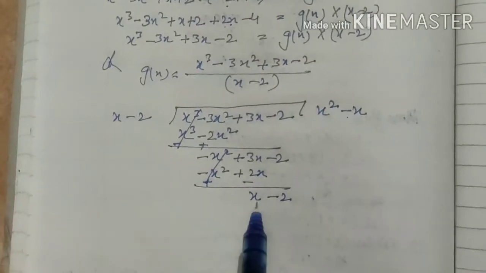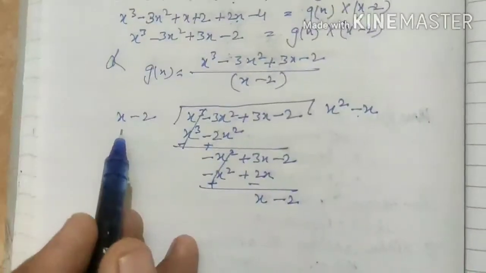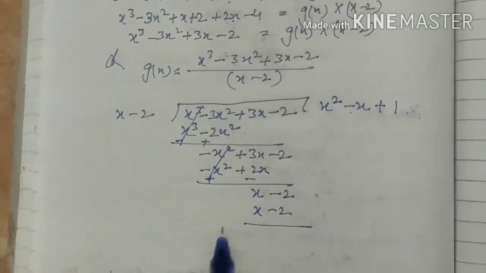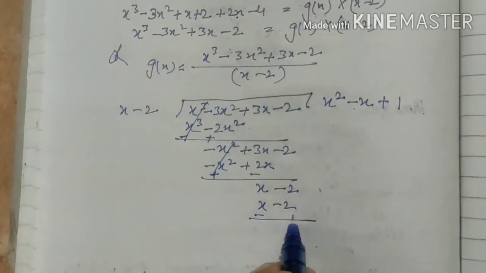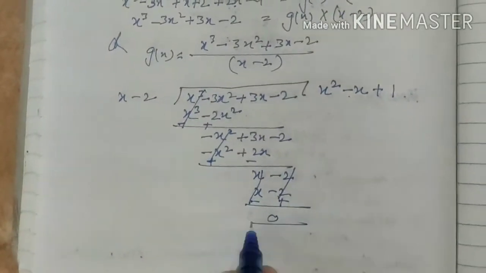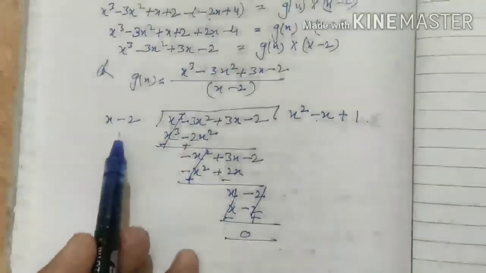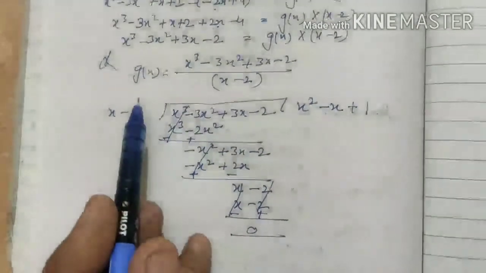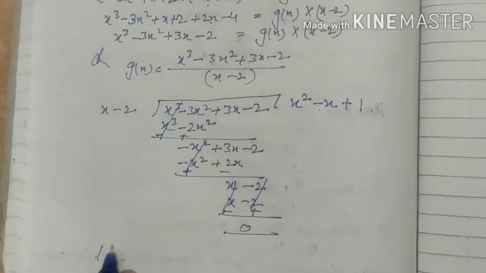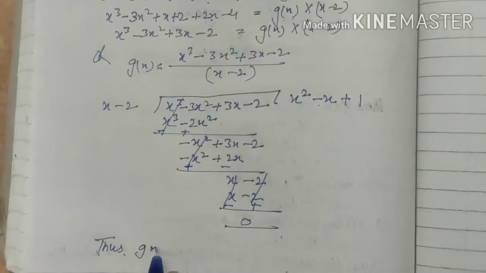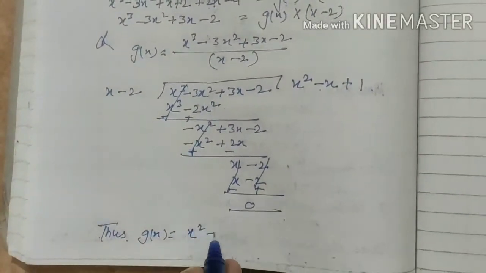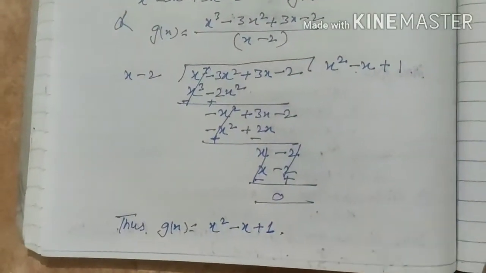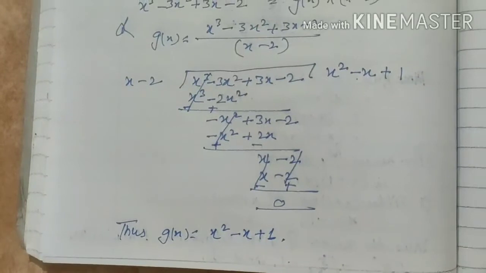So now here the highest degree term is x and here it is also x. So multiply it with 1. So this will be x minus 2. Sign will be changed. These two terms will be cancelled. Remainder is 0. So now the g(x) will be x square minus x plus 1. That is a quotient, but here it will become g(x). So thus we can say g(x) equals x square minus x plus 1. So this is all about question number 4 and exercise 2.3.